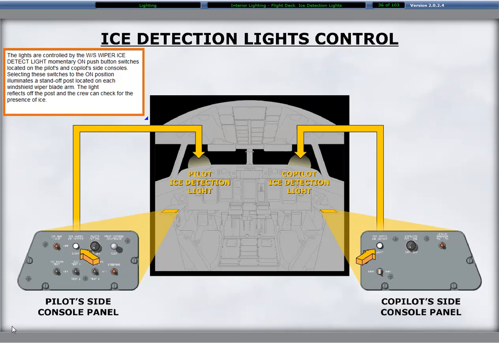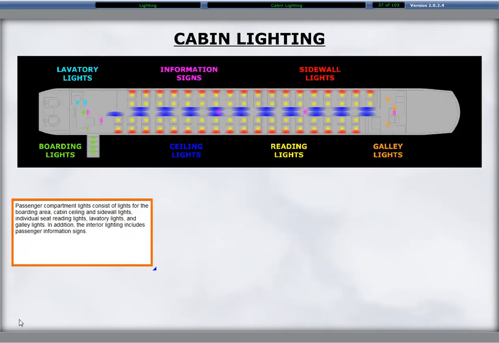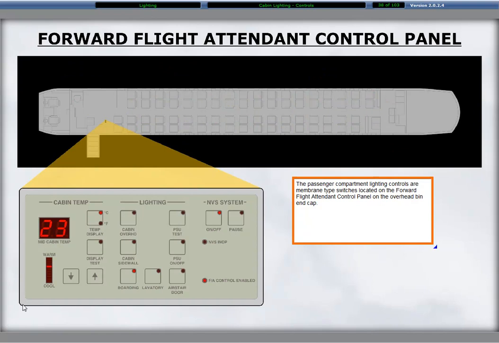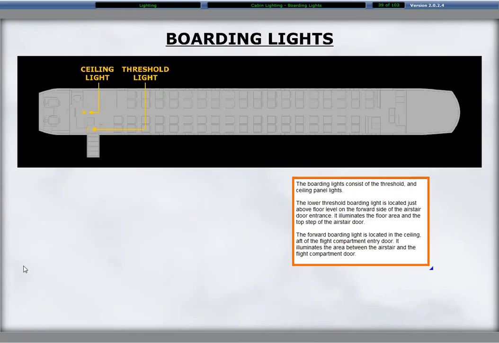Passenger compartment lights consist of lights for the boarding area, cabin ceiling and sidewall lights, individual seat reading lights, lavatory lights, and galley lights. In addition, the interior lighting includes passenger information signs. The passenger compartment lighting controls are membrane-type switches located on the forward flight attendant control panel on the overhead bin end cap. The boarding lights consist of the threshold and ceiling panel lights.